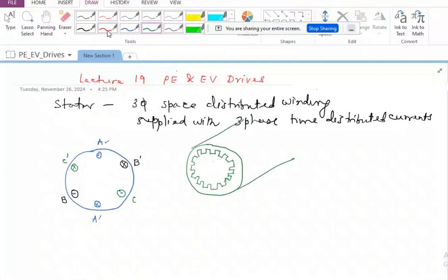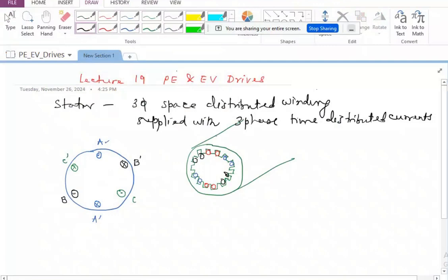And in these slots we are going to have, let us say, A phase winding, and these are going to be maybe A dash. Similarly, we will have B here and maybe B dash on this side. And we are going to have probably C here and C dash on the other side. So this is the way it is going to be.